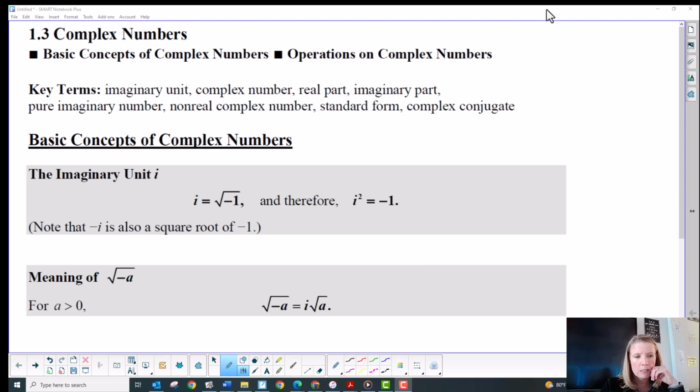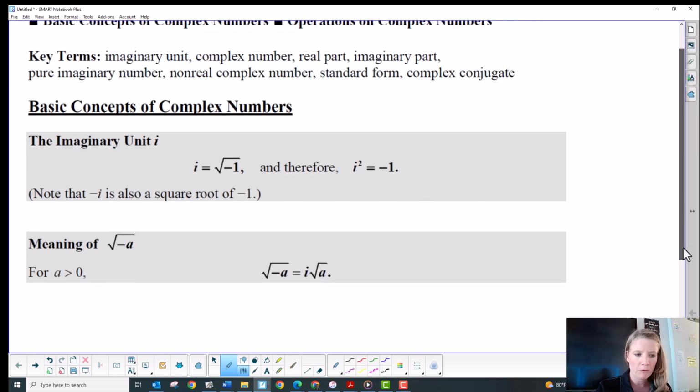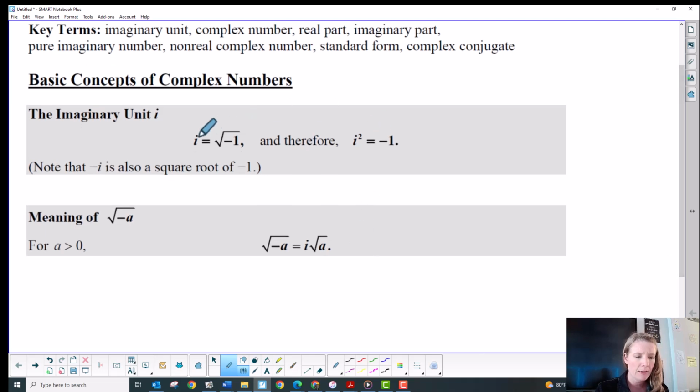Okay, this lesson is on complex numbers. Complex numbers are imaginary numbers. Basically, i is defined as the square root of -1. I say anytime you see a square root of a negative number, it's negative, it's angry, it screams, and it pulls out an i.